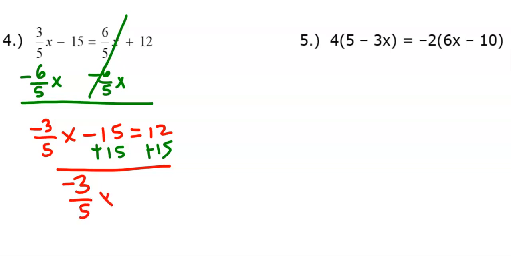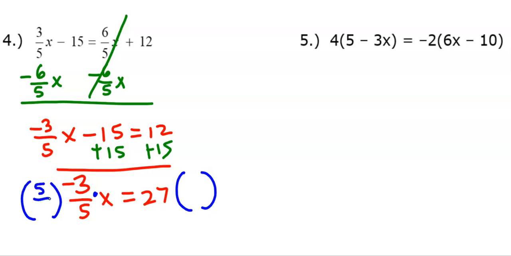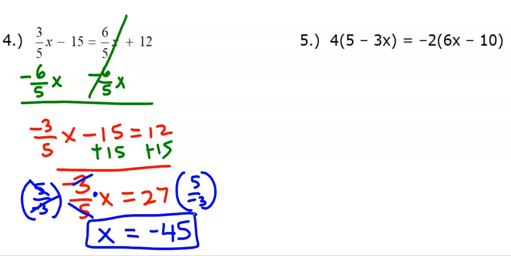And for my last step, I'm going to clear my fraction. And the opposite of timesing by negative 3/5 is dividing by negative 3/5. So you could write this. It is acceptable. But in general, we don't divide by fractions. We multiply by the reciprocal, right? We flip that fraction over and we multiply by the reciprocal. This leaves me with an isolated x and a negative 45. Use your calculator if you need to.